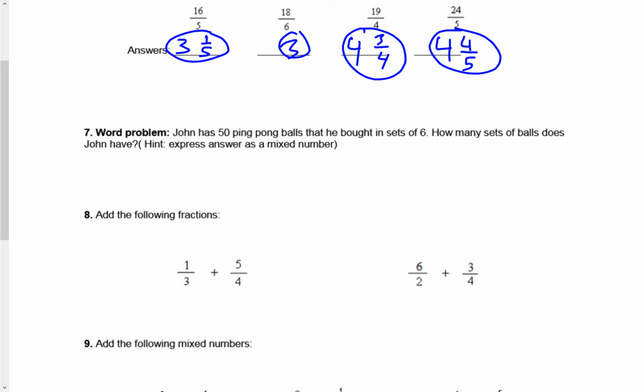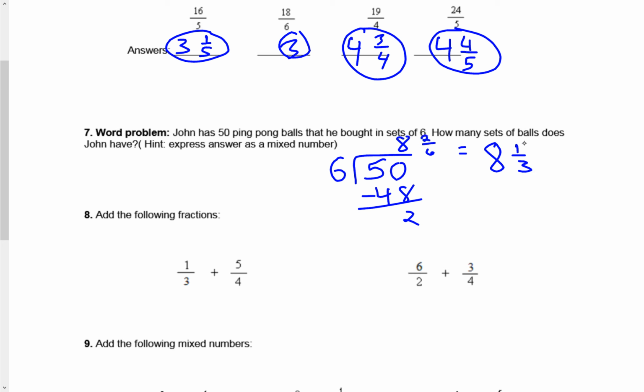So if we have 50 ping pong balls divided into sets of 6, we're doing 50 divided by 6. Again, 6 doesn't go into 5, so how many times does it go into 50? It goes in 8 times, which makes 48. Now we have 2 left over, so that would be 2/6. But maybe you recognize that 2/6 actually can be reduced to 1/3. So that would be 8 and 1/3.